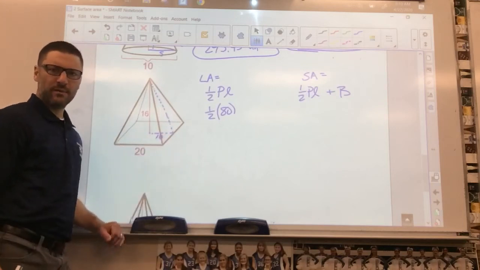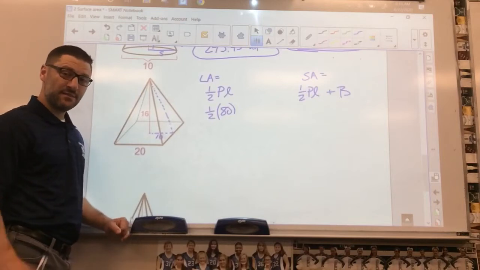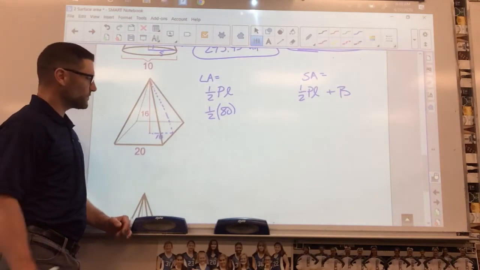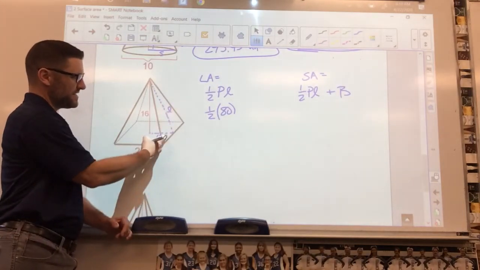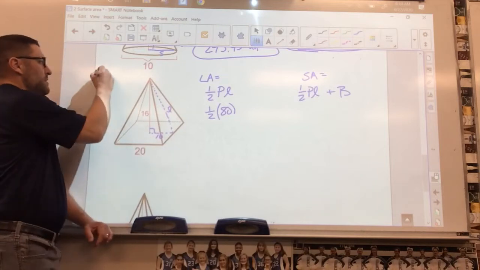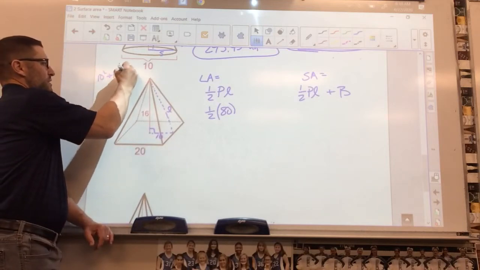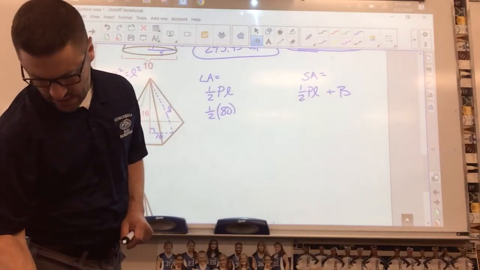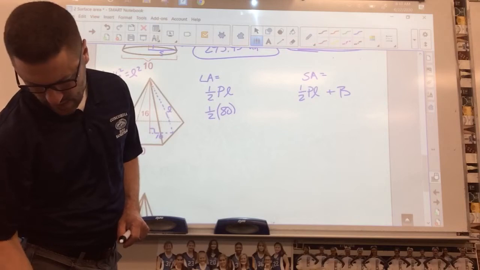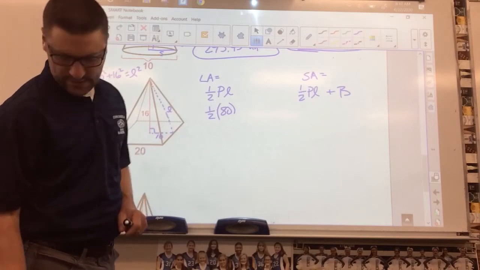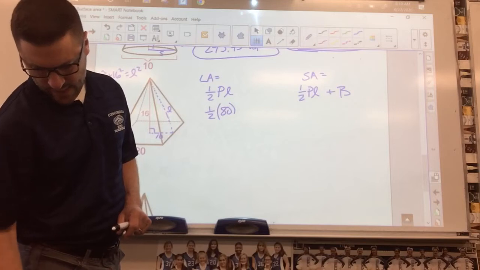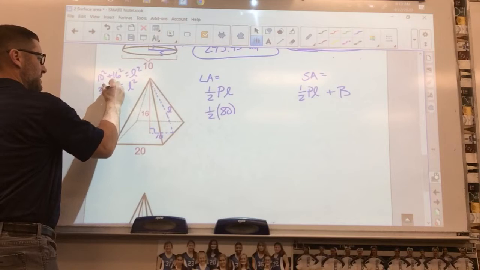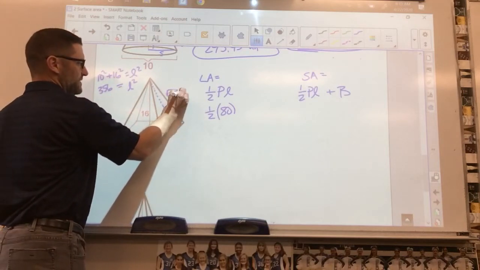I got another right triangle problem. Most of the time, it's a right triangle problem to find the slant height. I'll put an L there. That's 10, and there's my right angle. 10 squared plus 16 squared equals L squared. 10 squared plus 16 squared equals 356. L squared is 356, and L is the square root of 356.